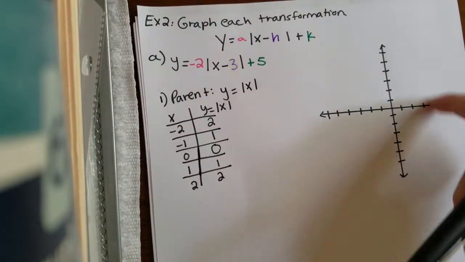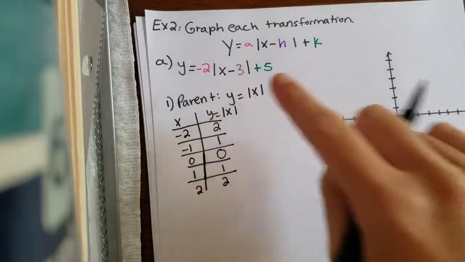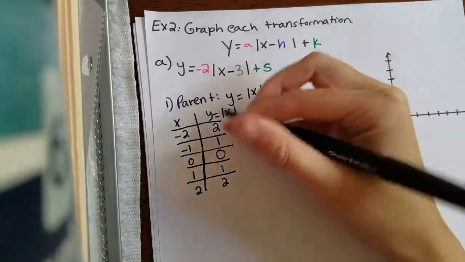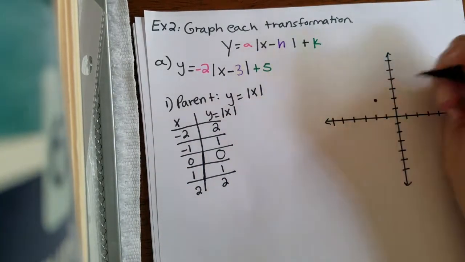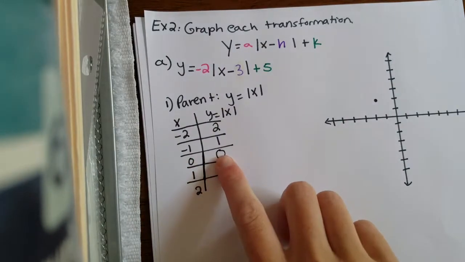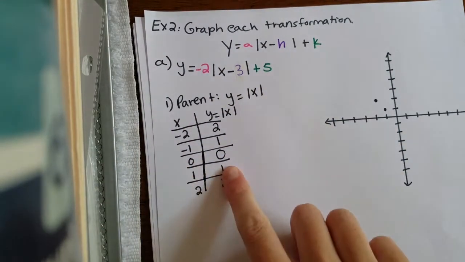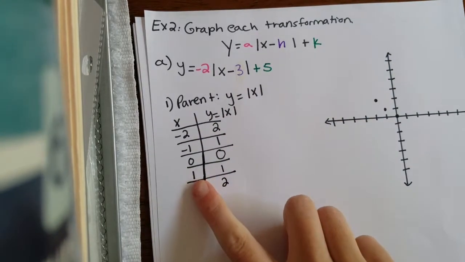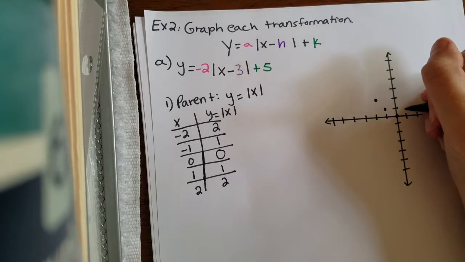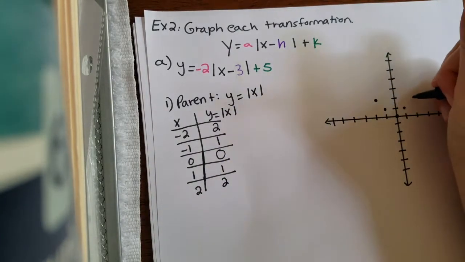And we'll be graphing all the graphs on this same coordinate grid. So first, I'm going to graph my parent function. I have my first points at -2, 2. My next point is at -1, 1. My next point is at 0, 0. My next point is at 1, 1. And my final point is at 2, 2.